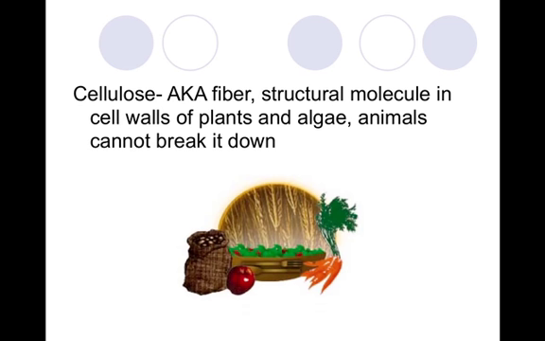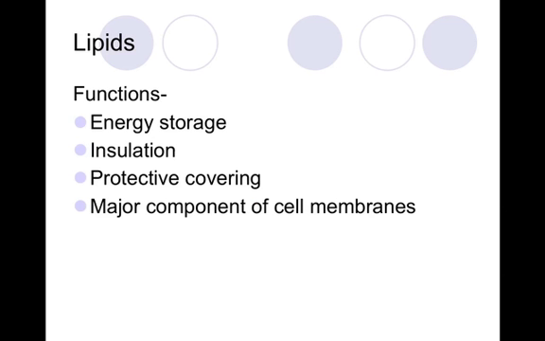Cellulose is also known as fiber, and it's a structural molecule that you find in the cell walls of plants, which is really important. It keeps them straight up and down. Animals cannot break this down, so it just goes right through our digestive system.